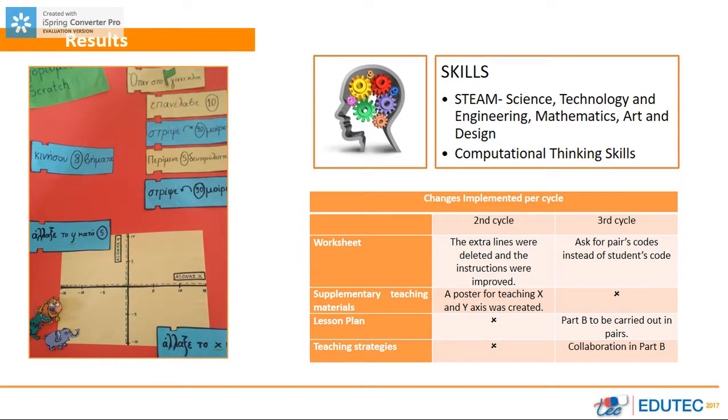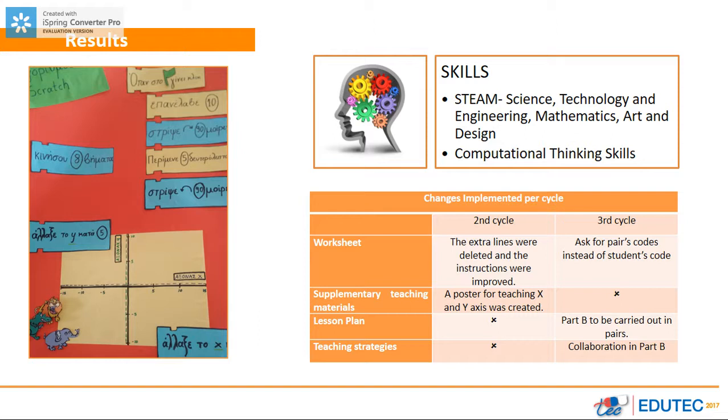Here you can see the results of our research. Our students developed skills in the area of STEAM education. When it comes to science, they were introduced to the concepts of speed and time. When it comes to technology and engineering, they created and debugged simple programs. When it comes to mathematics, they did calculations. And when it comes to art and design, they used a range of materials creatively to design and make products.